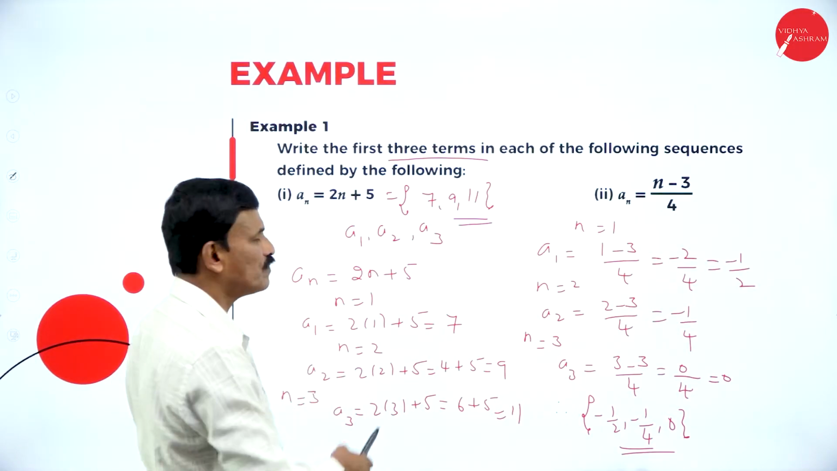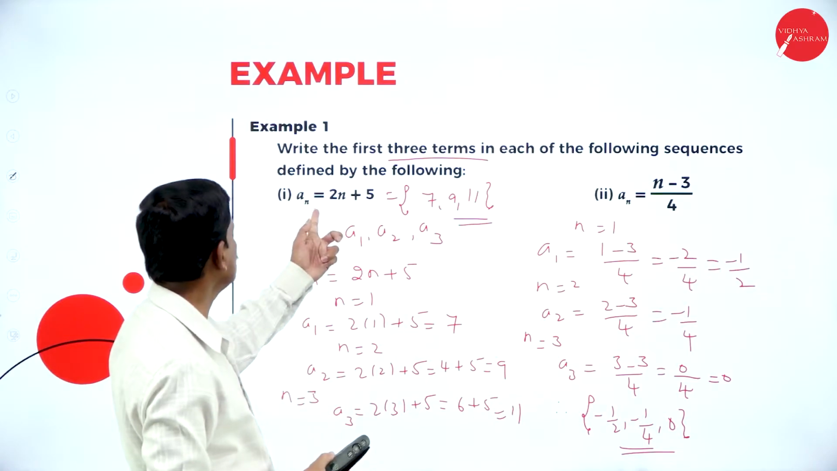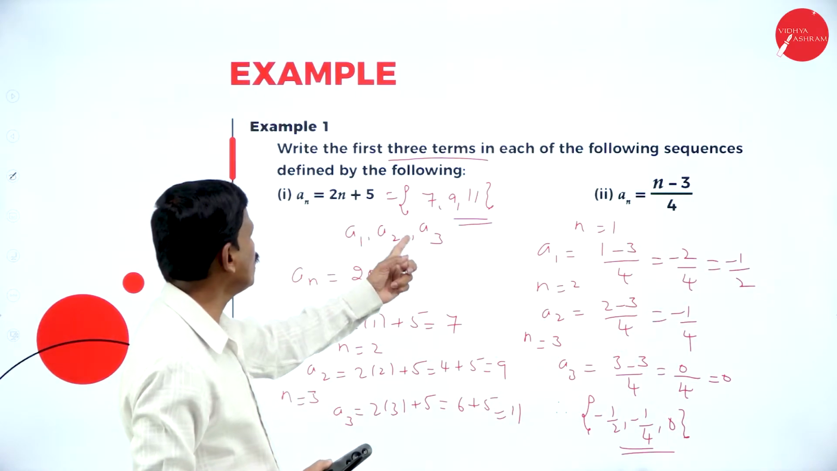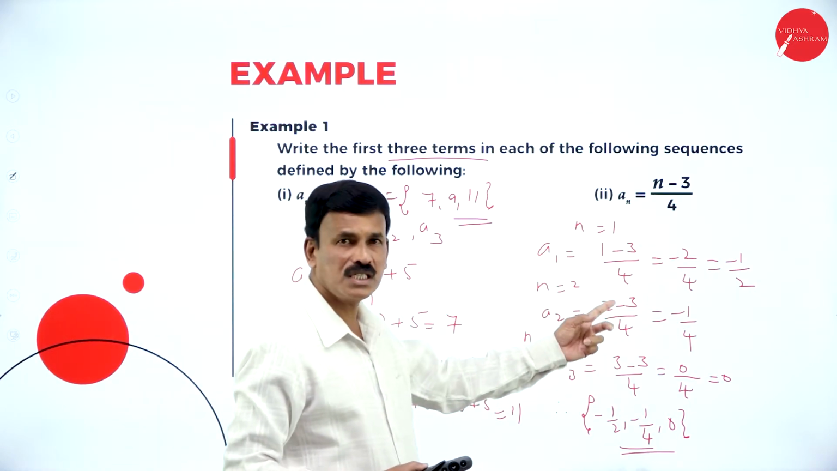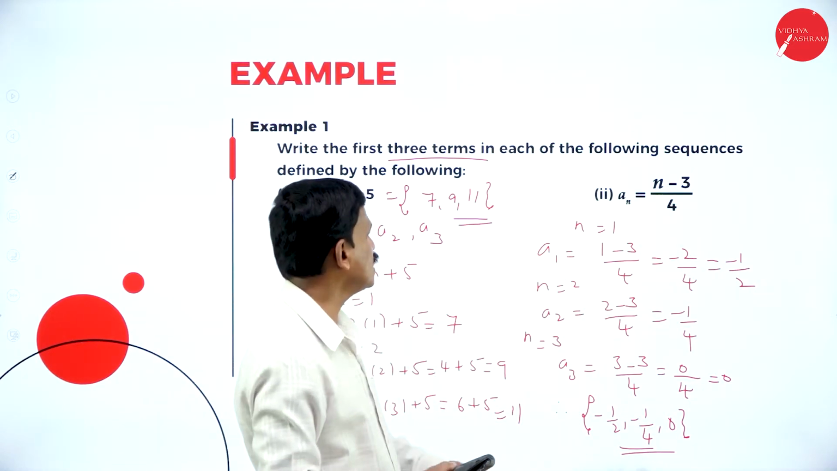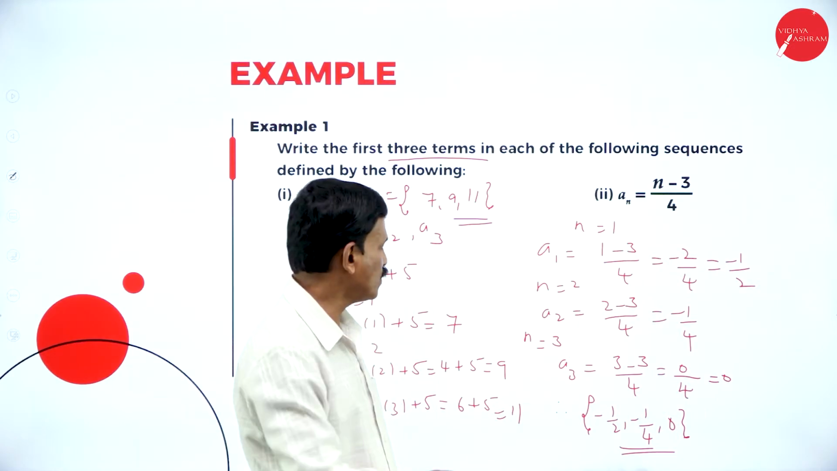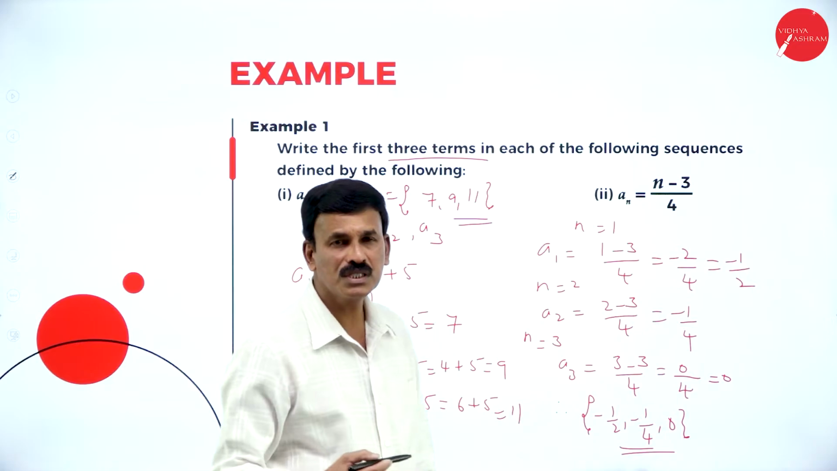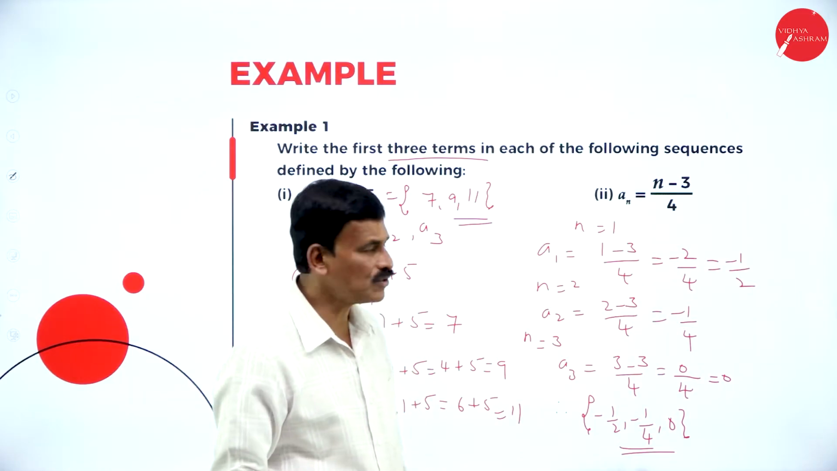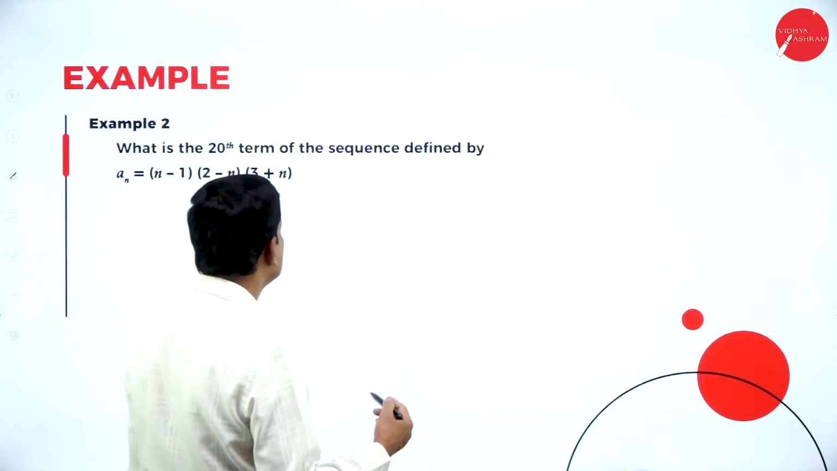See here. The first three terms of the sequence an is equal to 2n plus 5 are 7, 9 and 11. Similarly, the first three terms for the given sequence an is equal to n minus 3 divided by 4 are minus 1 by 2, minus 1 by 4 and 0. These are the three terms of the sequence. Okay. Now, let us come to the next problem.